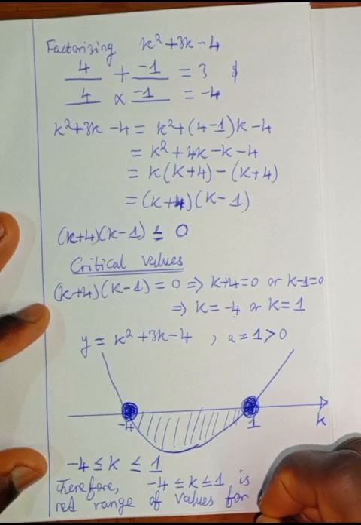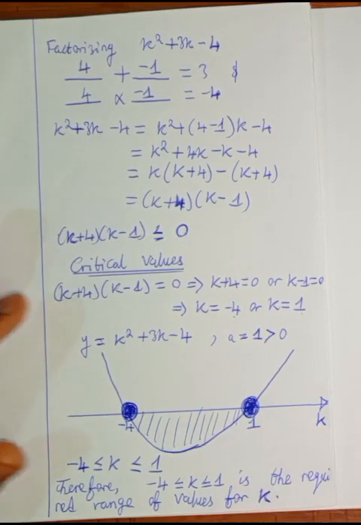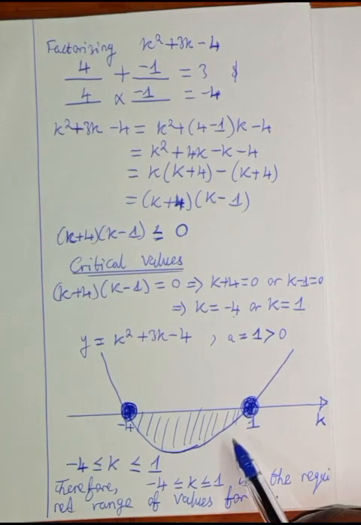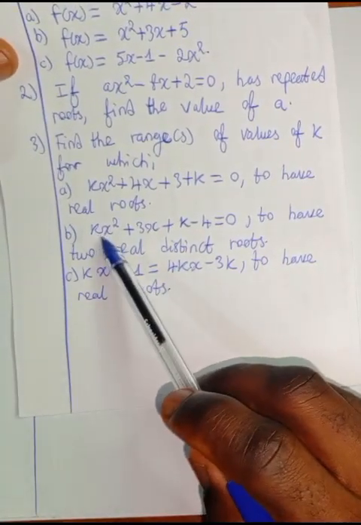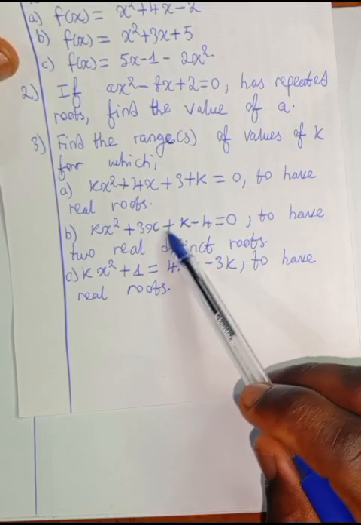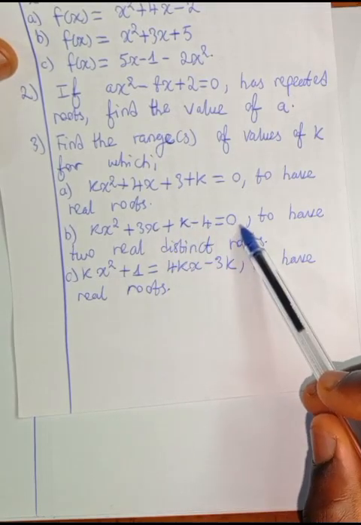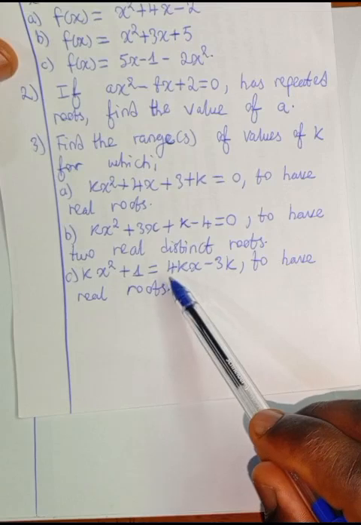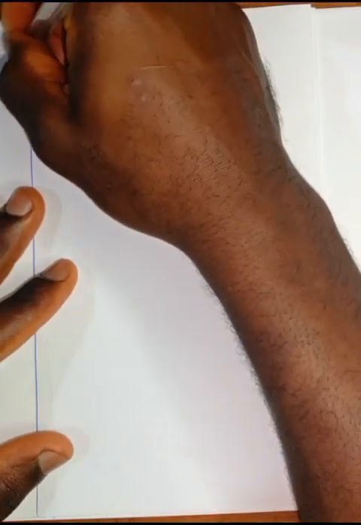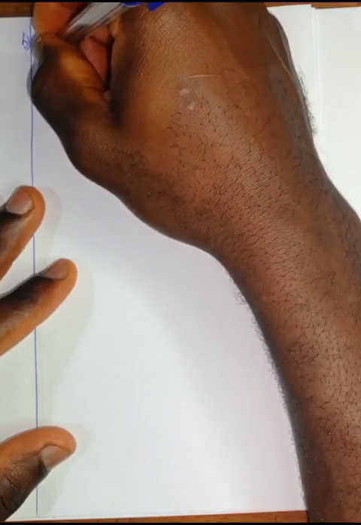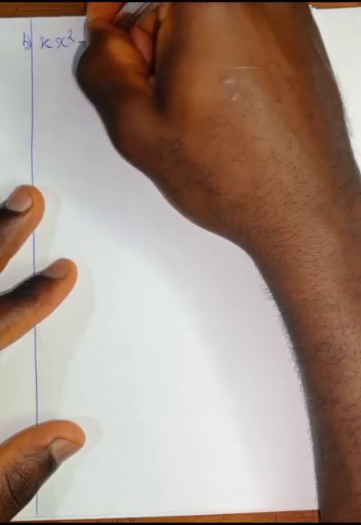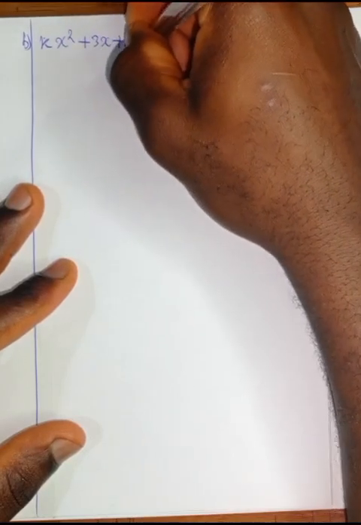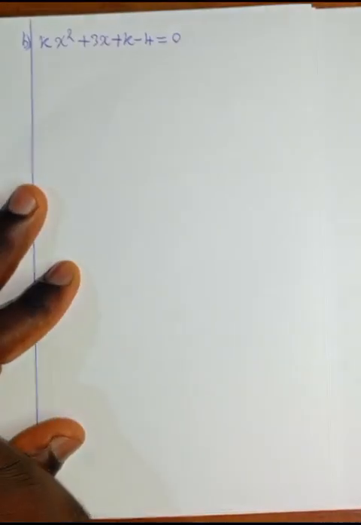Okay. If you make use of the sign table, you will still obtain the same result. Question B says we have kx squared plus 3x plus k minus 4 equal to 0 to have two real distinct roots. B, we have kx squared plus 3x plus k minus 4 equal to 0 to have two real distinct roots.